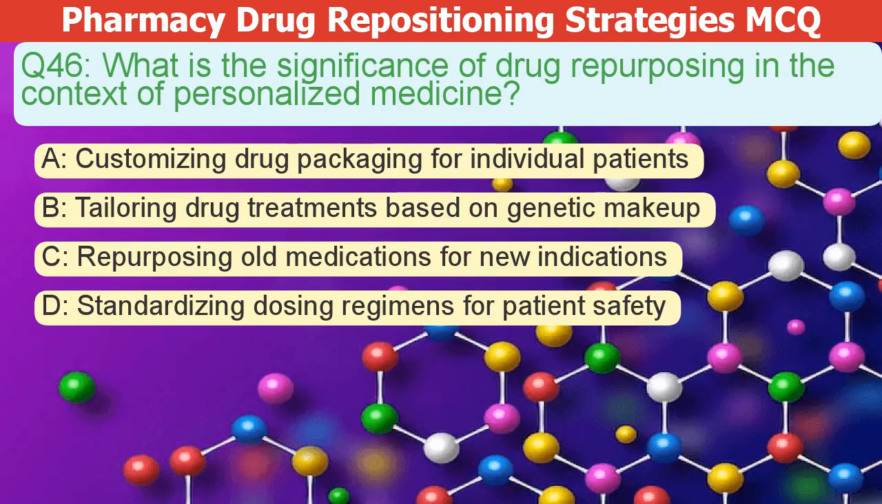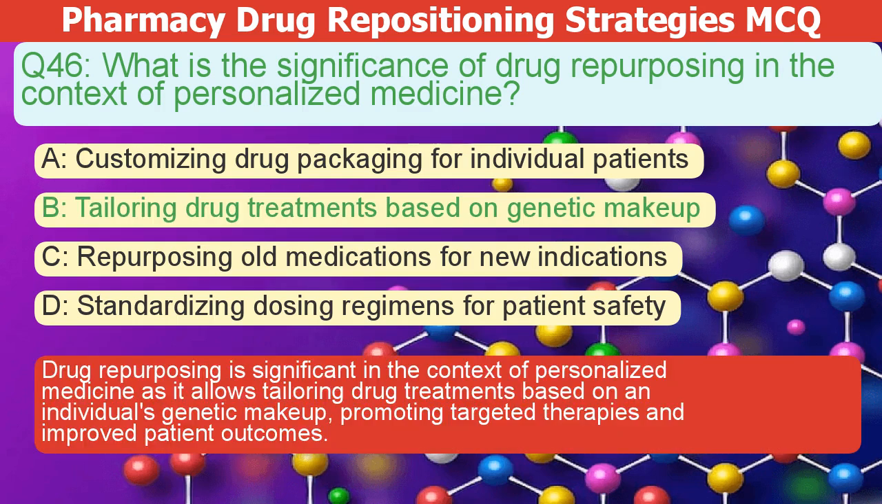What is the significance of drug repurposing in the context of personalized medicine? A. Customizing drug packaging for individual patients. B. Tailoring drug treatments based on genetic makeup. C. Repurposing old medications for new indications. D. Standardizing dosing regimens for patient safety. The correct answer is B. Drug repurposing is significant in personalized medicine. It allows tailoring drug treatments to a patient's unique genetic makeup. This promotes targeted therapies and better patient outcomes.